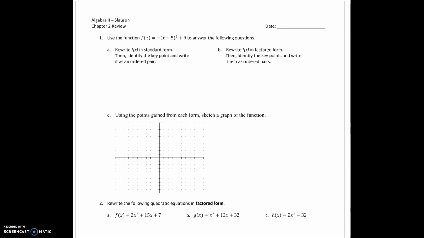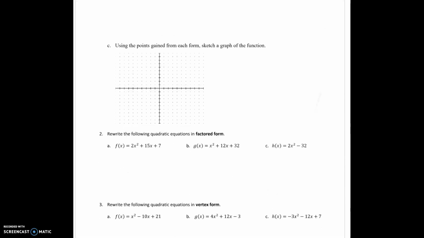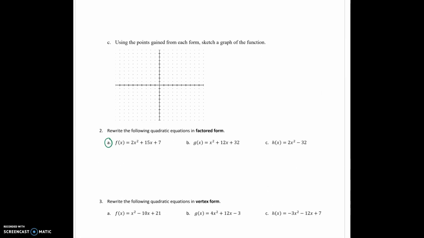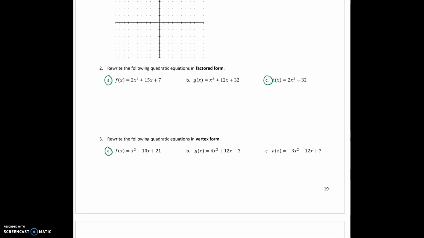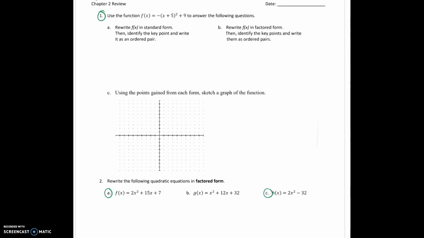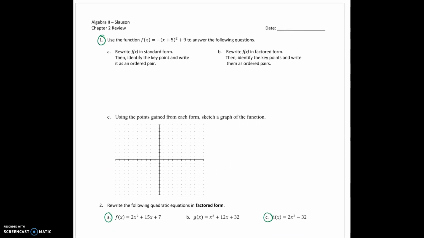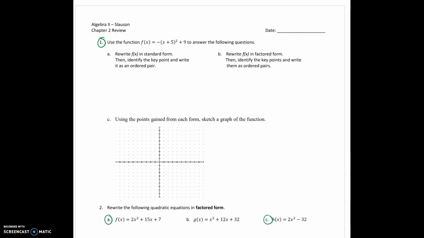So on the first page, I will be doing problem 1, and I will be doing 2A, 2C, I'm going to get you started on 3A, and then I'll do 3C. Just note, if you don't do well on this test, one of the first things I'm going to be looking at is to see that your review is done. So even though I'm only doing a few problems, you are expected to still do the entire review.